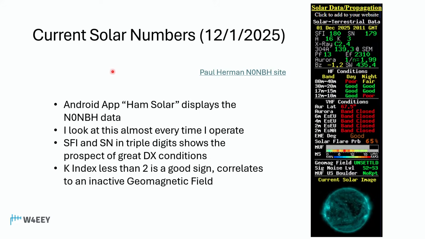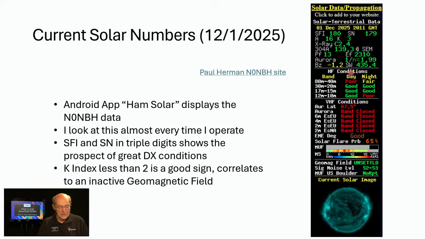So here's the current solar numbers. I took this shot yesterday. It's from the Paul Herman site. So there's an Android app called Ham Solar that I'll show you. I mentioned that I look at this just about every time I operate. Since it's on the home screen of my phone, it's very simple for me to look at. Doesn't necessarily prove that I'm going to have great contest performance or DX performance, but there is a definite correlation. So I enjoy seeing what the solar numbers are just about every time I turn on the radio.